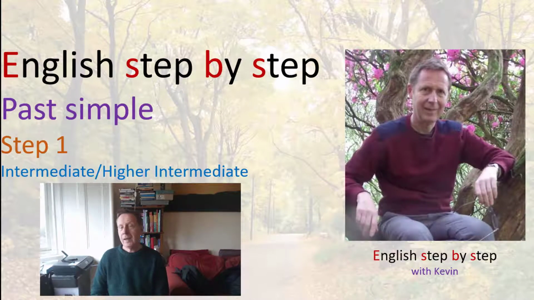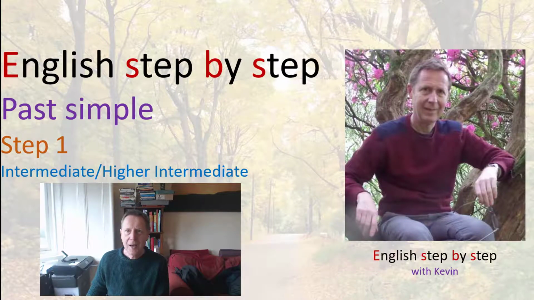So this brings us to the end of step 1 in this series about the past simple. So we'll move on to step 2, in which we look at the irregular verbs and the form of the different structures in the past simple tense.